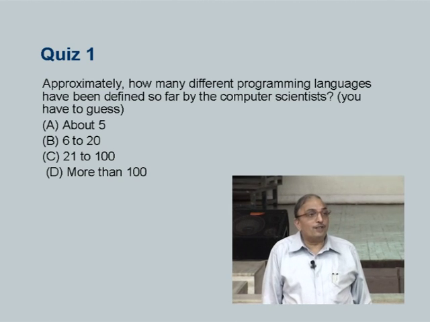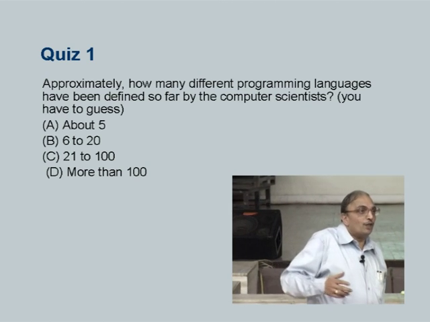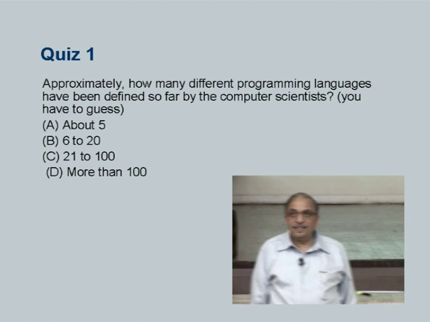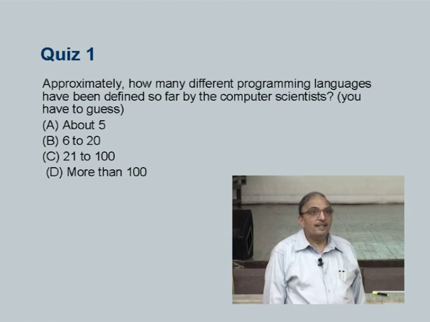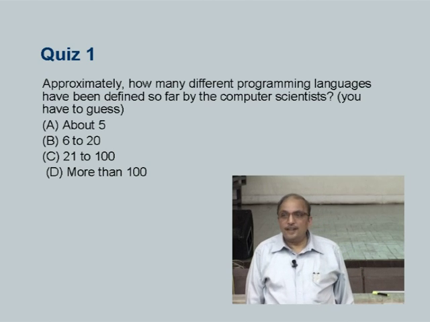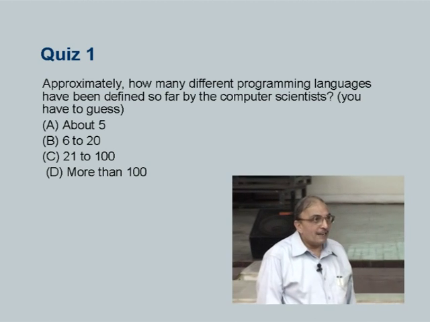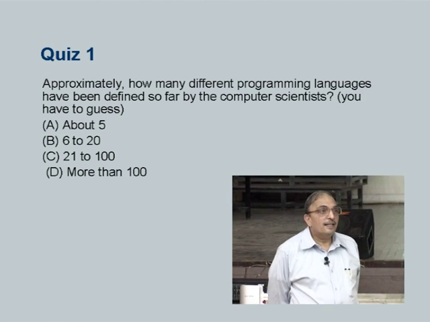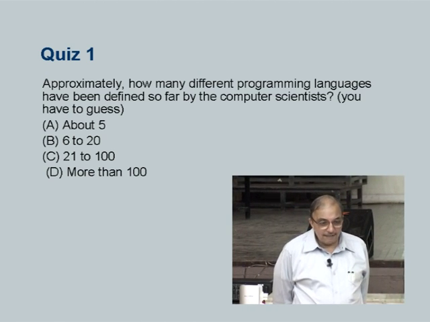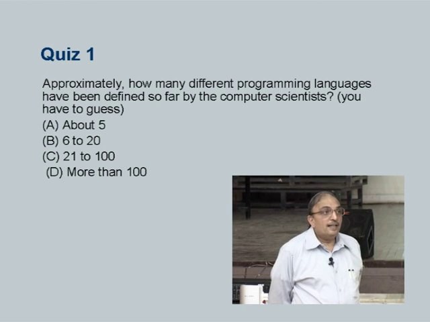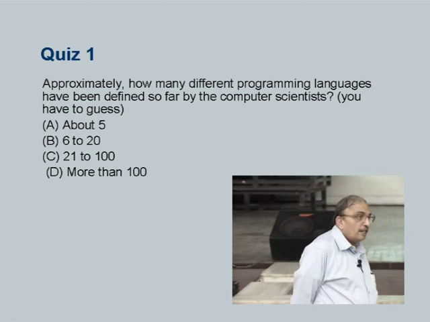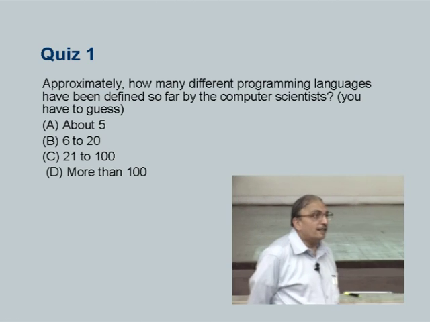No. We'll not use voice vote. We'll use hand votes. So A, nobody. B, okay. Fairly large number of people believe that the programming languages are between 6 to 20. Good guess. C, large number, 21 to 100. D, equally divided. The actual answer is D, many more than 100.